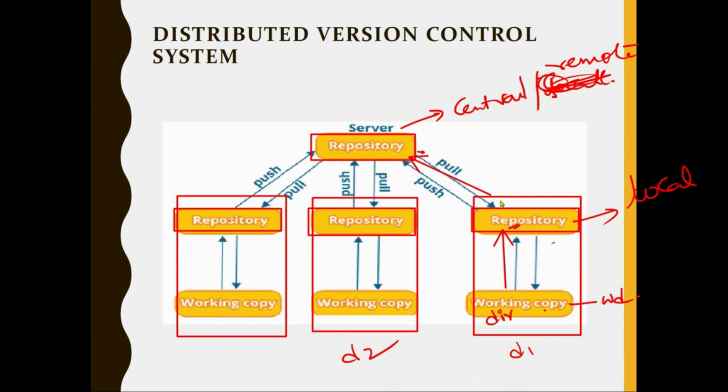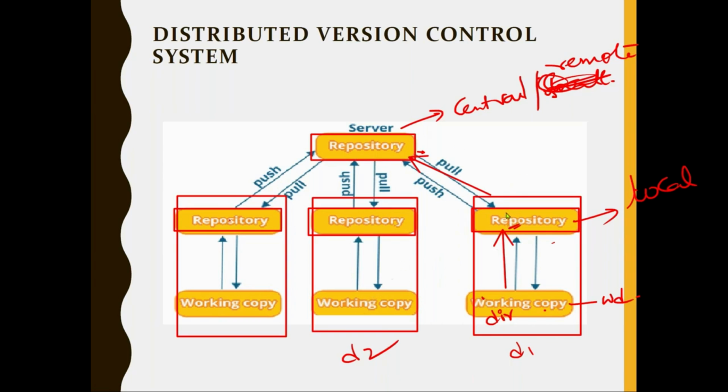You have to pull to get a copy from remote, right? So it's a two-step process: from working directory to local, and from local to remote. You cannot directly do this. No, that's not possible. So this is the architecture and this is how it works.